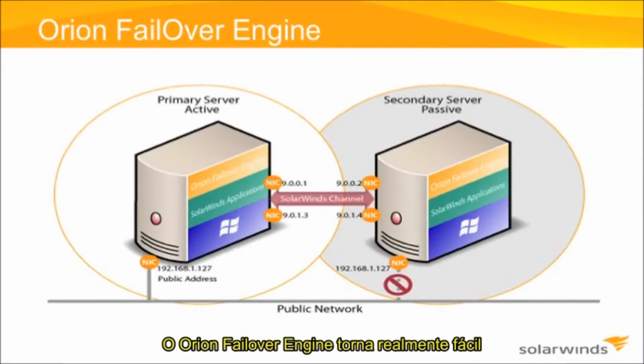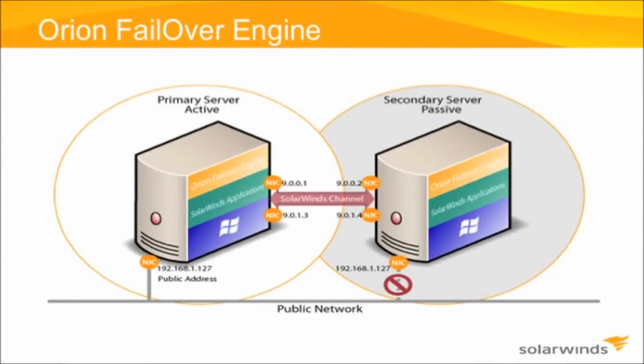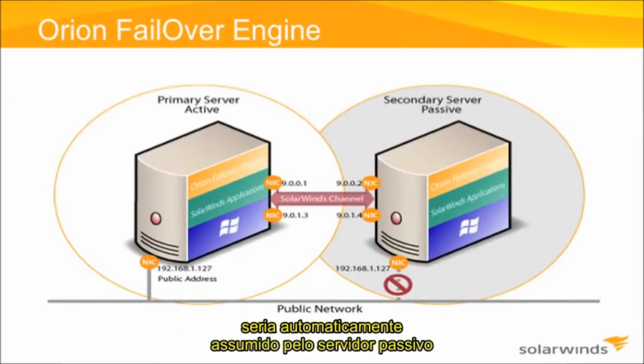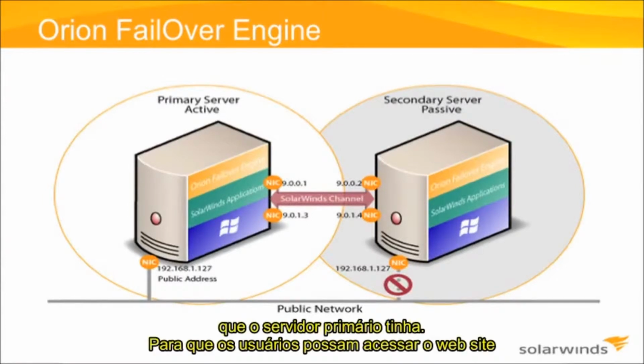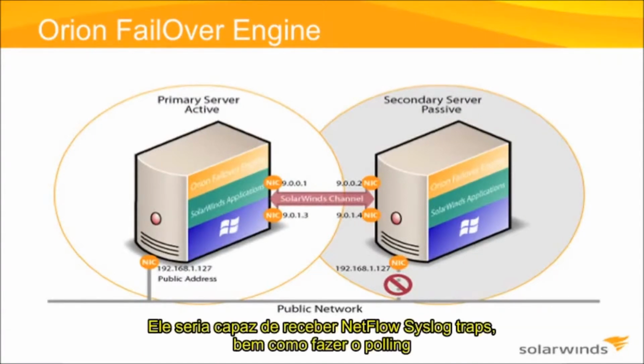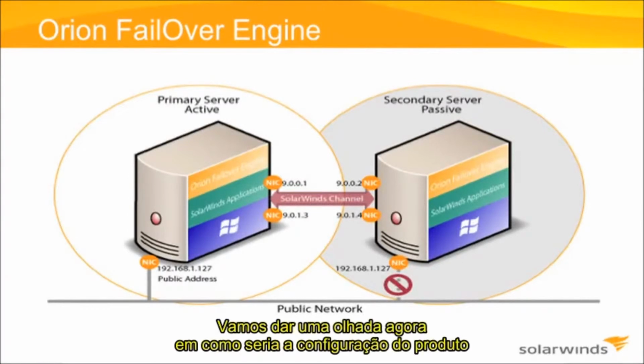The Orion Failover Engine makes it really easy to set up full redundancy so that if any part of the Orion system were to fail, it would automatically fail over to the passive server and take over running that. It would emulate the IP address that the primary server had, so your users would be able to access the website with no disruption of service. It would be able to receive NetFlow, syslog, and traps as well as do the polling, and it's really quite seamless. Let's take a look at how the setup looks on the product right now.